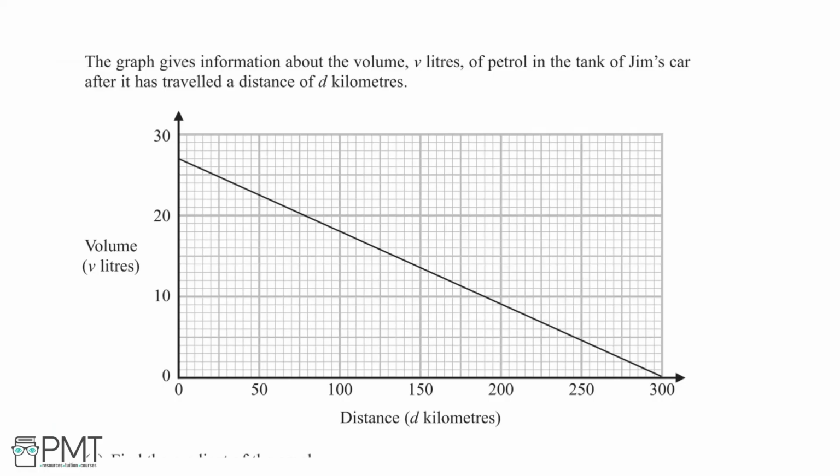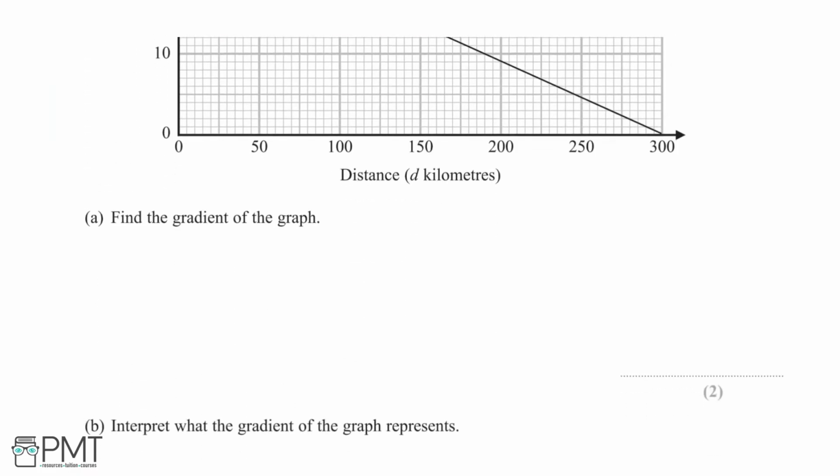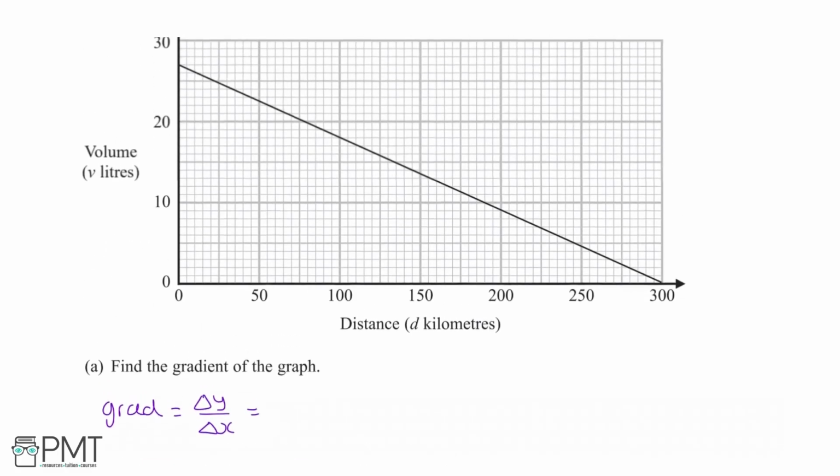We are told the graph gives information about the volume v litres of petrol in the tank of Jim's car after it has travelled a distance of d kilometres. We have been asked for part A to find the gradient of the graph for 2 marks. So our gradient equals our change in y over change in x. Let's look at our graph. Our change in y, so we start at 27 litres, and we end at 0 litres because we're picking this point and this point.